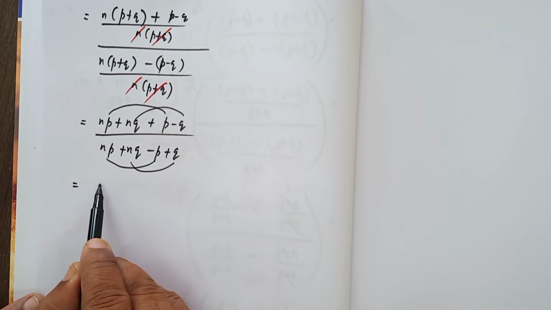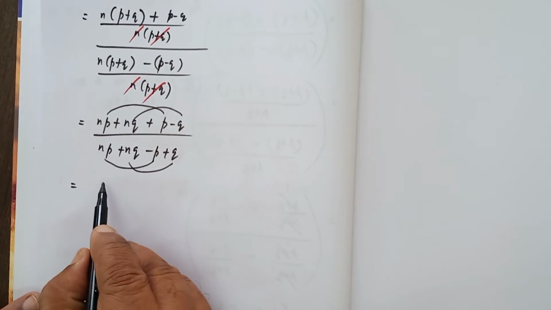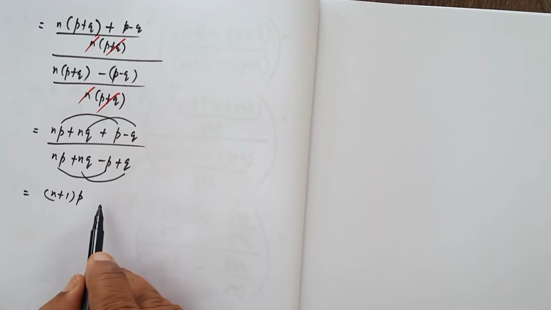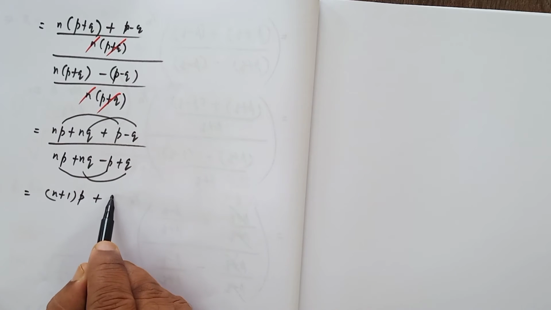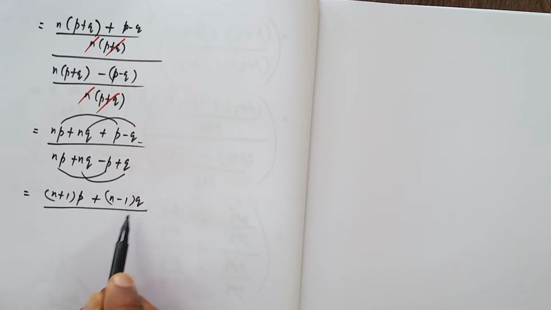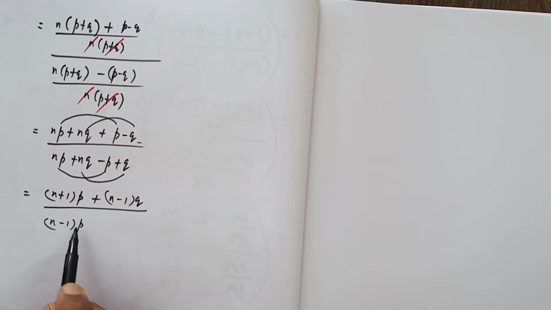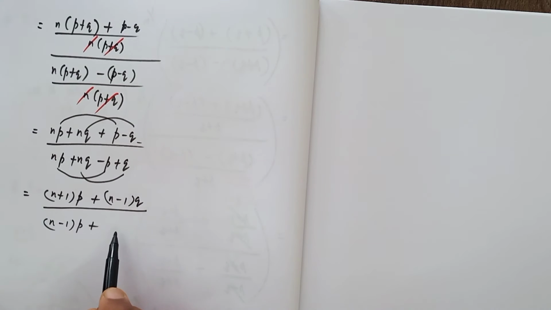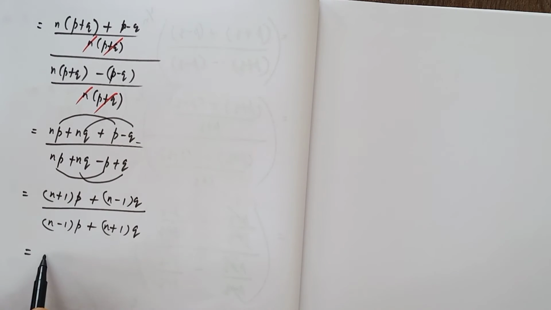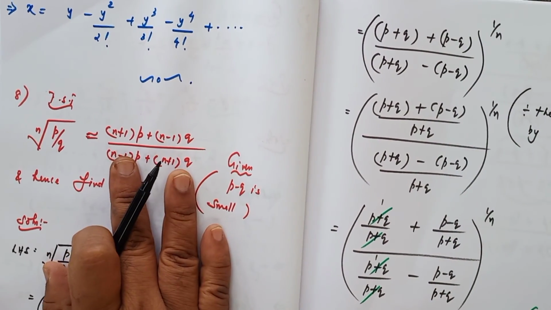If we take P as common, we will be getting n plus 1 into P. Here you can take Q as common: n minus 1 into Q, divided by, here if you take P as common, you will be getting n minus 1 into P. If you take Q as common, you will be getting n plus 1 into Q. That is the RHS. Hence proved. Look at that RHS.